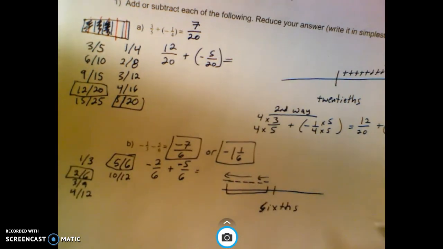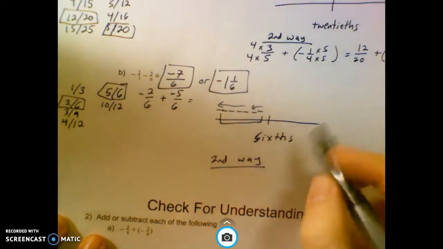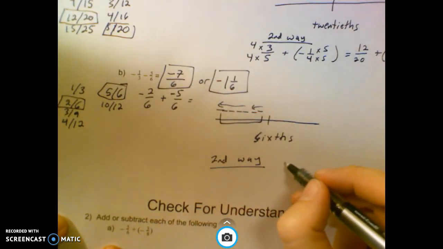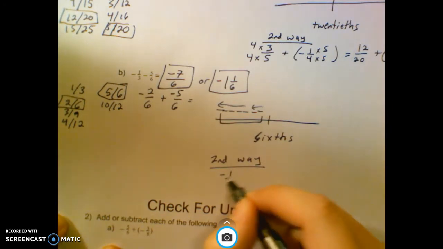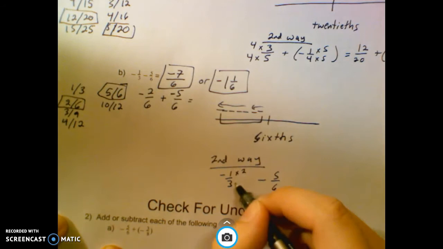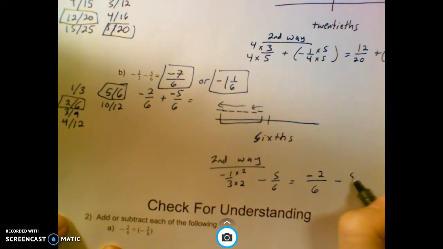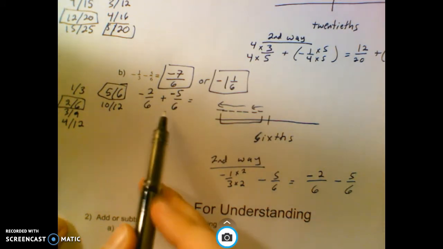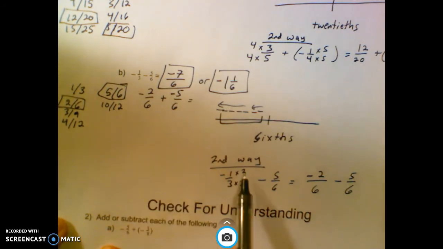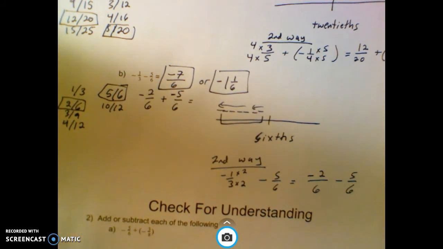And then in terms of our second way to do it, I can also see that this is negative 1/3 minus 5 sixths. If I multiply numerator and denominator by 2, then I will get negative 2 sixths minus 5 sixths, which is the same as what I had here. So if you want to do it by multiplying numerator and denominator, or if you want to do it by writing equivalent fractions, either way will give you the same answer.